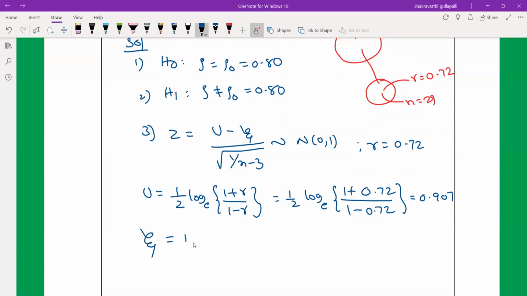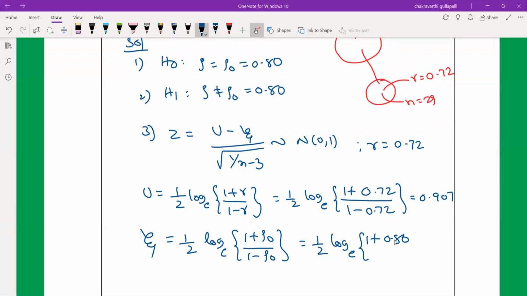Xi equals 1 by 2 log base e of (1 plus rho naught) by (1 minus rho naught) under H0, which is 0.80 by 1 minus 0.80. That is equal to xi value 1.1.